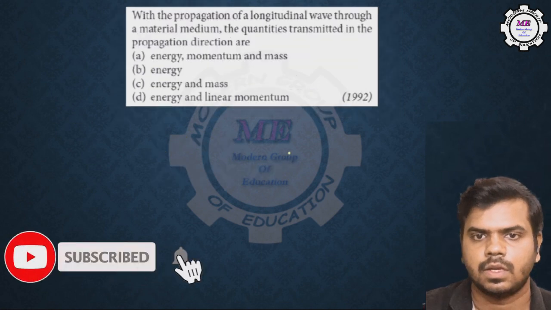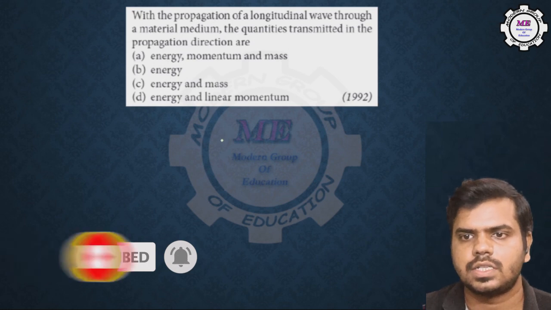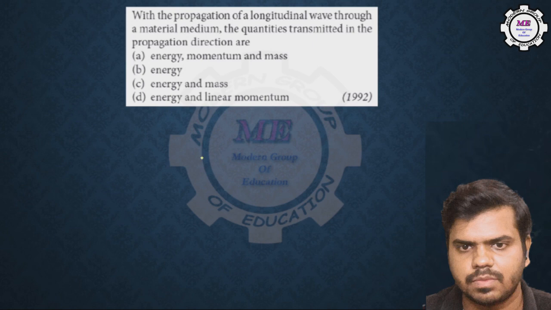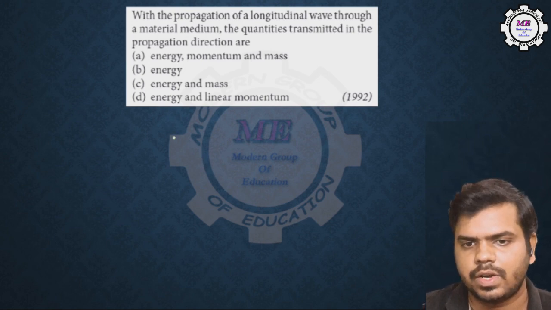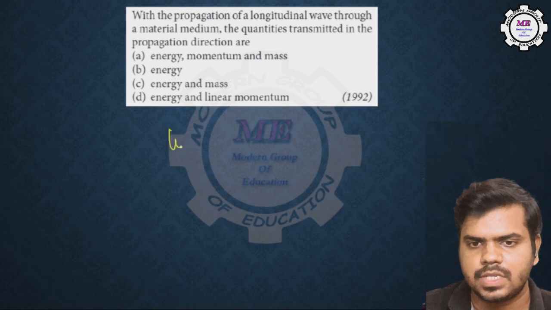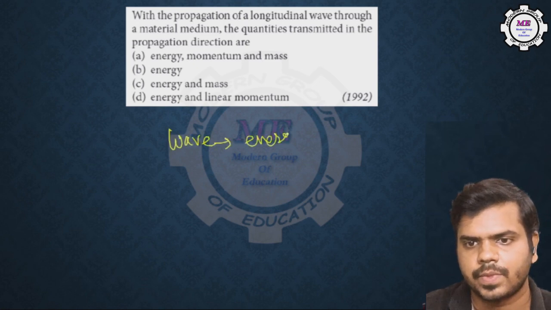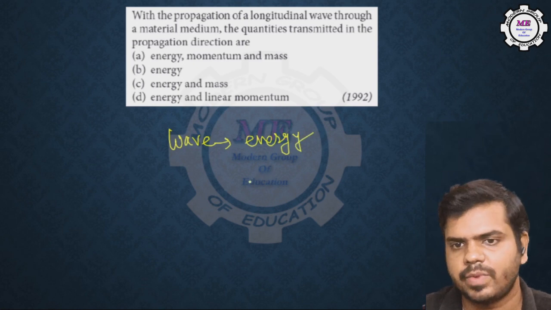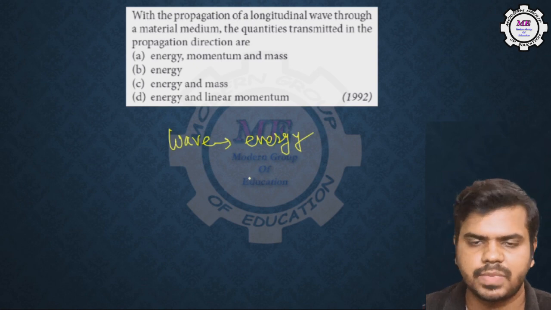With the propagation of a longitudinal wave through a material medium, the quantities transmitted in the propagation direction are: energy, momentum and mass; energy and mass; energy and linear momentum. So you already know from our lecture what is propagating in a wave. Wave means energy is propagating. So only the energy is propagating, not mass, no linear momentum. Nothing else is there, only the energy. So option B is correct.